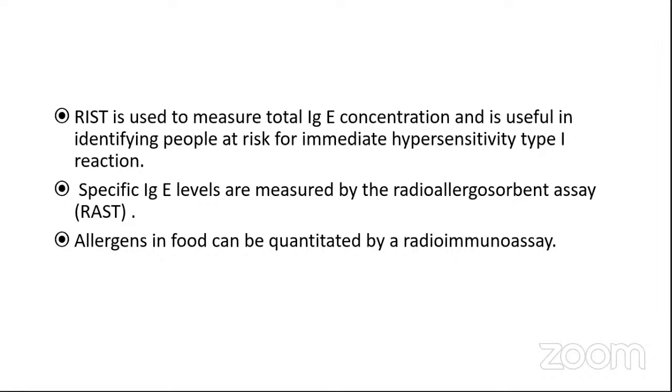So specific IgE levels are measured also by the radioallergosorbent assay, which will be specific for the specific allergen. A few allergens which I can name are pollen grains, house dust, etc. Even cat's hair, dog's hair, all these can be allergens. So specific to the allergen you can do the test, or in general the total IgE can be detected by means of the radioimmunosorbent assay.